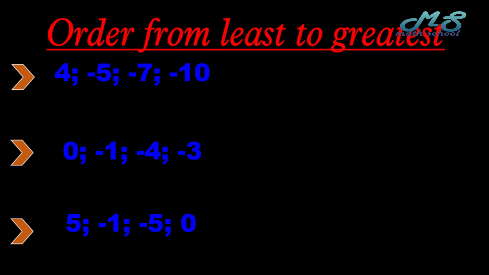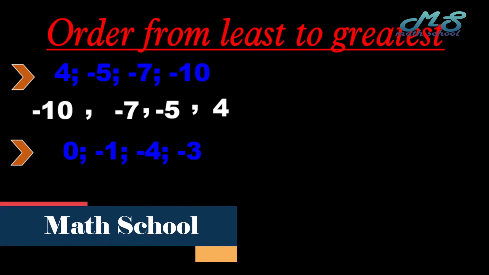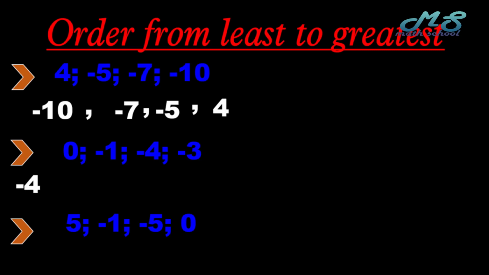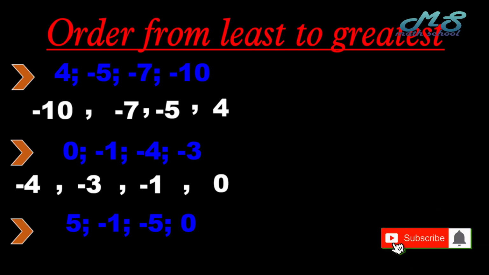Next, order from least to greatest. The first set, guys: 4, -5, -7, -10. The smallest one is -10, followed by -7, followed by -5. The greatest one is the positive one, which is 4. Next, 0, -1, -4, -3. Which number here is the smallest? The smallest one is -4, because all these numbers, 0, -1, -3, are lying at the right of -4. So we will start with -4, followed by -3, followed by -1, and 0 is the greatest one, because 0 is greater than any negative integer.